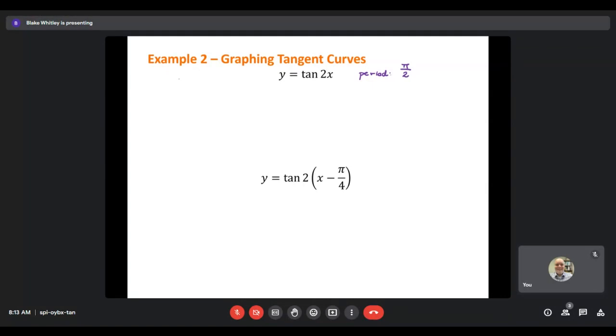Now I'm going to sketch the parent function over here again, just to remind ourselves where our asymptotes are. So we had negative pi over 2, positive pi over 2, point at 0, 0, increasing from left to right.